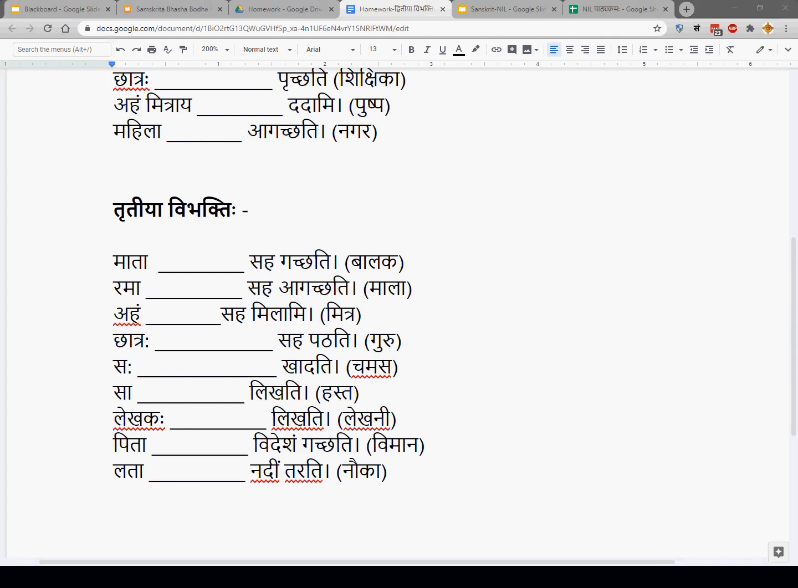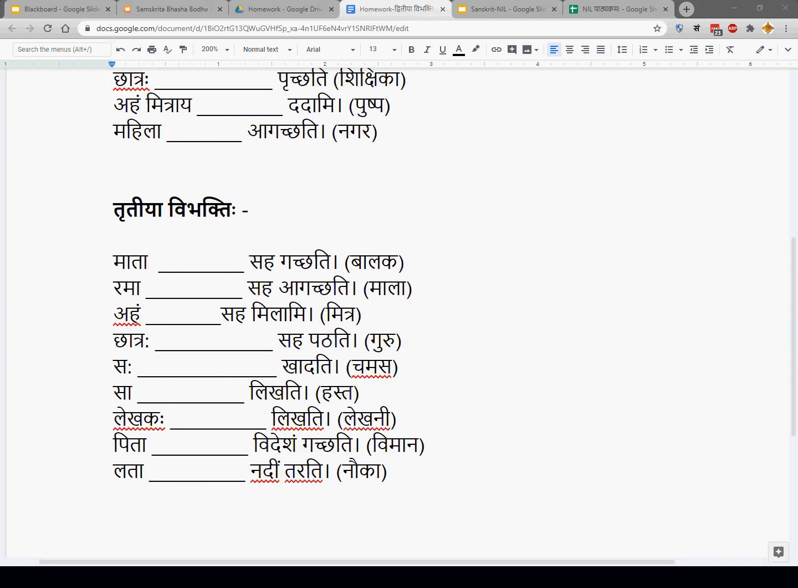So coming back to Tritiya Bhakti, whenever there is a saha, as in Mata Balakena Saha Gacchati, the boy is also doing the work and the mother is also doing the same action, so both are doing the going action. And we use Balakena and Saha.